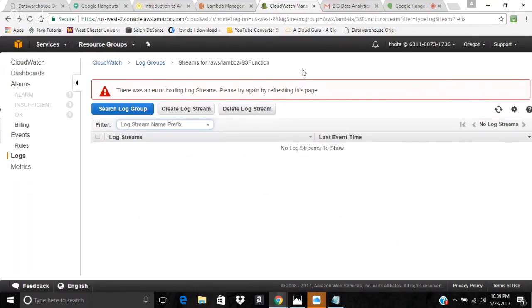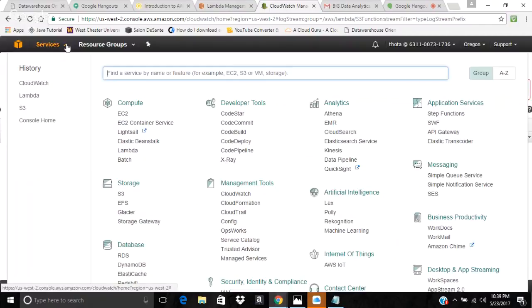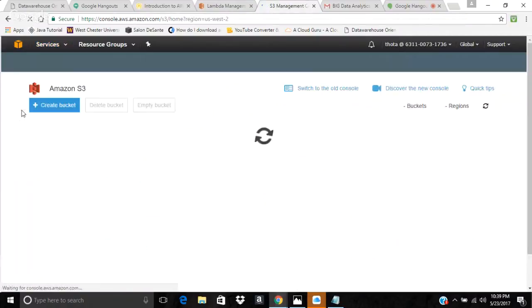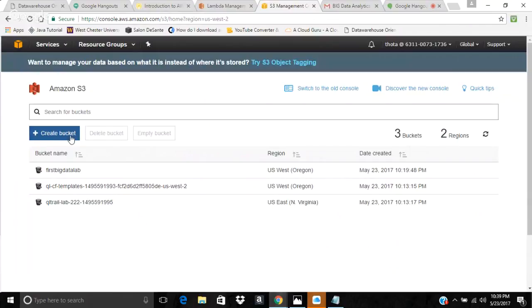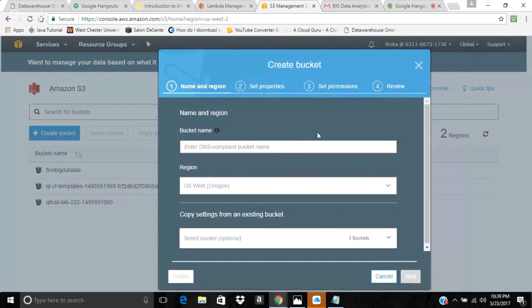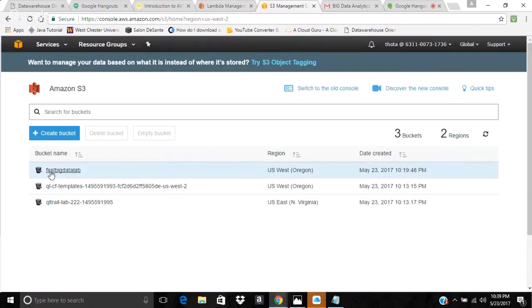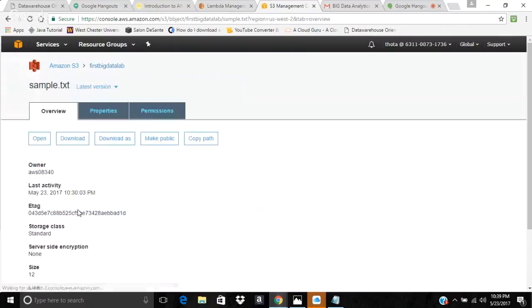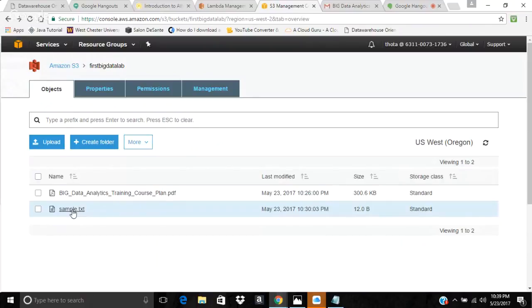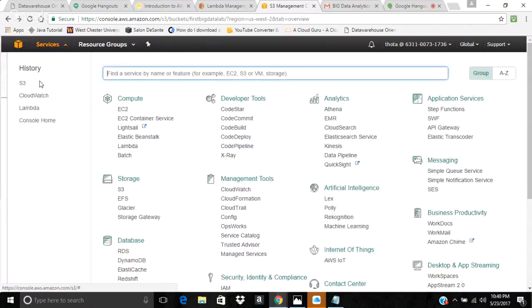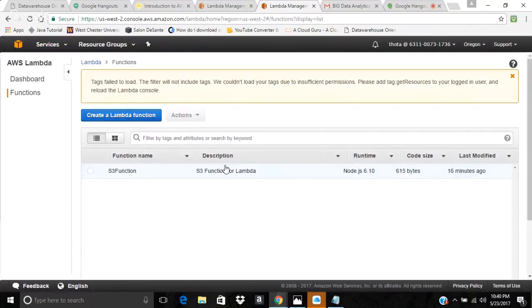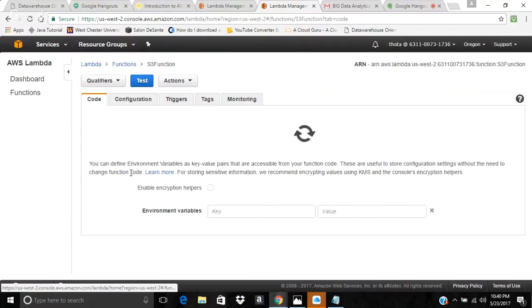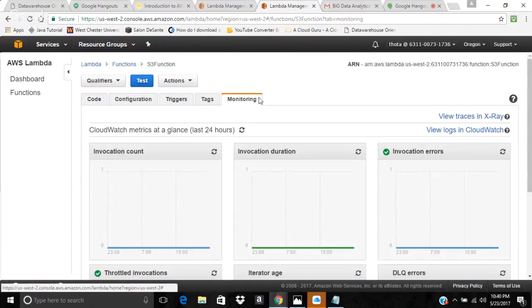Can you go back again to the S3 bucket? Go to services. Yeah, go to S3. So create bucket. Yeah, you already created one? Yeah, I already have a bucket. Here's the bucket, and then these two are the ones. I'm going to select this one. This is the standard one, and you already have this sample.txt uploaded. Then it tells me to go back to Lambda and then select the S3 function. Right. Then monitoring.